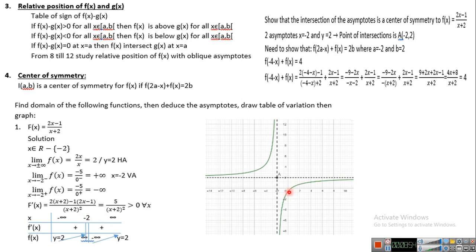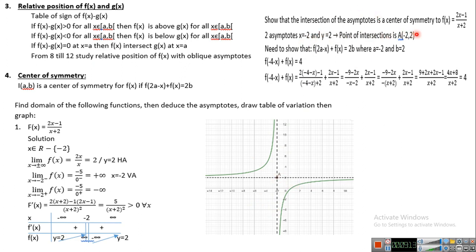You can see the minus half here. Now the question: show that the intersection of the asymptotes is a center of symmetry to f of x. So how many asymptotes do I have here? I have x equal to minus 2 and y equal to 2. They intersect at the point A here, which is (minus 2, 2).